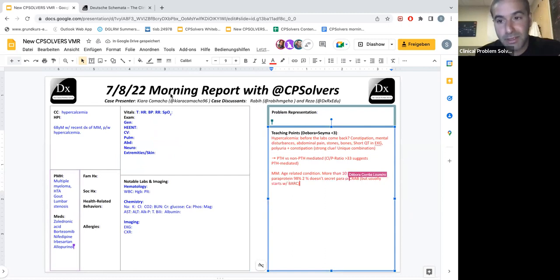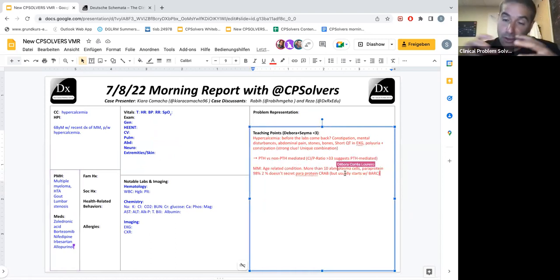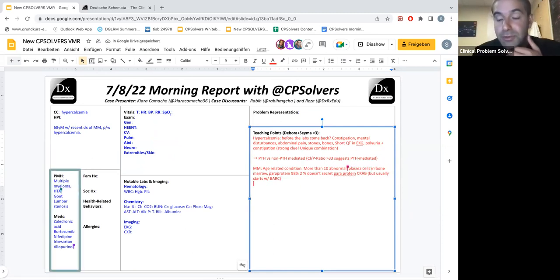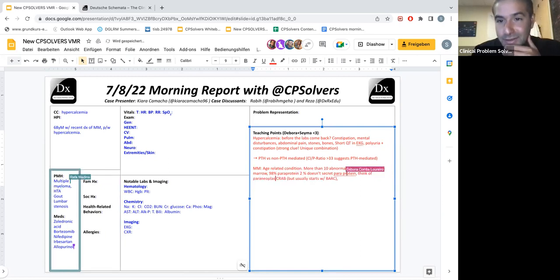There are abnormal plasma cells. They're in the bone marrow. You need to have 10% in the bone marrow, and they cause local effects by destroying the bone. And then there are paraneoplastic effects. The paraneoplastic effects are the other part of the CRAB mnemonic, which we use to remind ourselves, with the C being hypercalcemia, the R being renal insufficiency, the A being anemia, and the B being bone lesions.